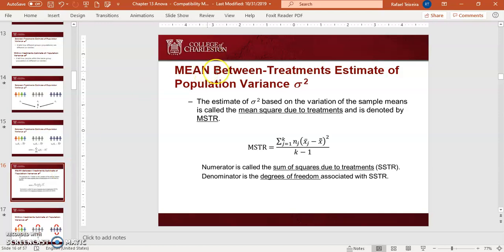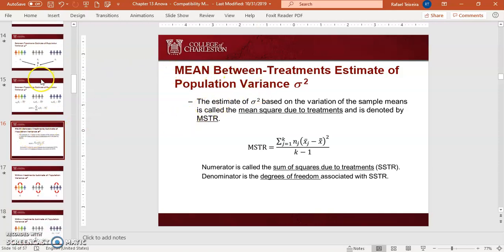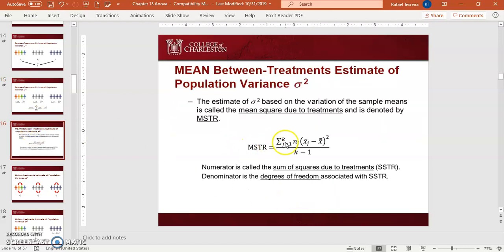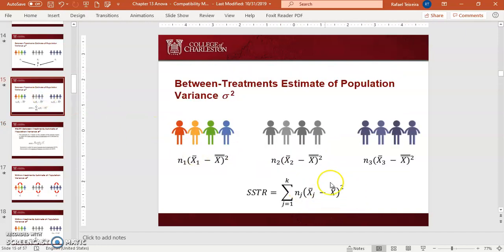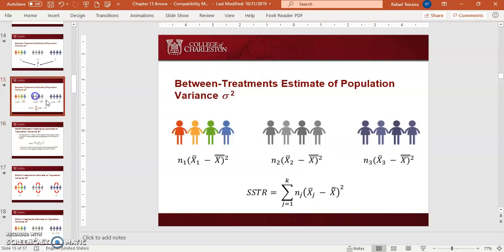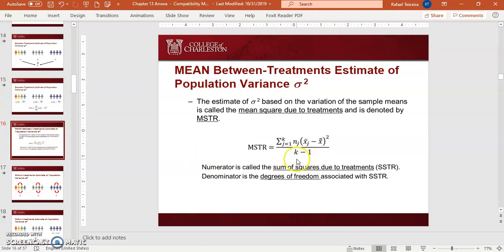Then we have the mean between treatment estimate of population variance. This is the sum, but then I can take the mean. If you take a look, this formula is the same as this formula, but now I'm dividing by the number of groups minus 1, which is k minus 1. So if I get this summation and divide by k minus 1, I get the mean variance between groups, basically.